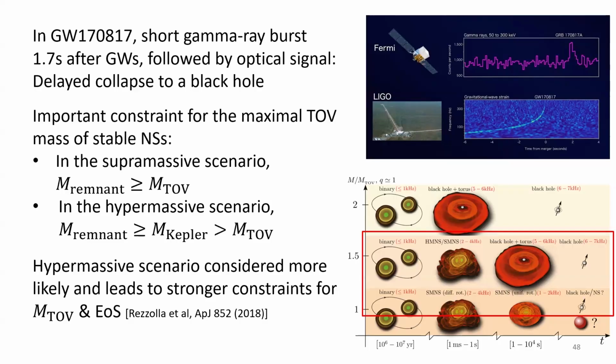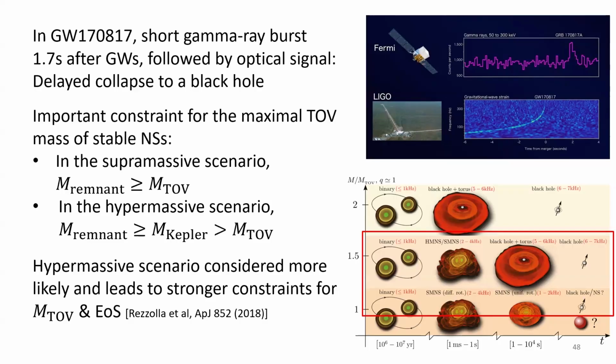I mean, you agree? And similarly, in this hypermassive scenario, we can make a stronger statement, which is that the remnant mass has to be larger than the Kepler mass, because if the remnant mass was smaller than the Kepler mass, then the system would enter this kind of uniform rotation phase, where it then, by definition, would be a supramassive neutron star.